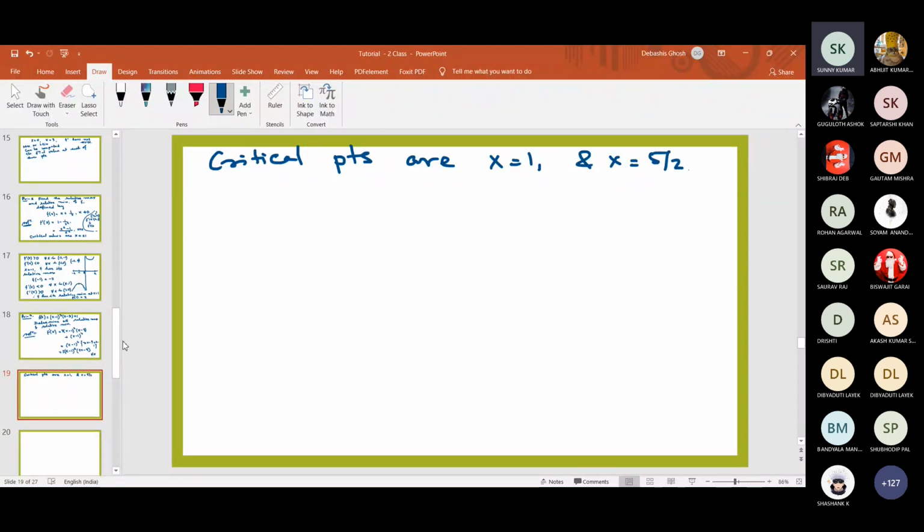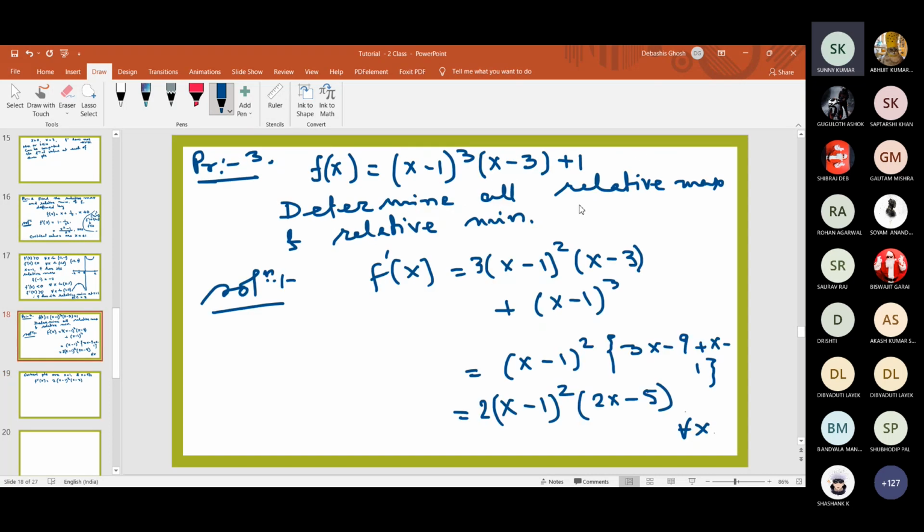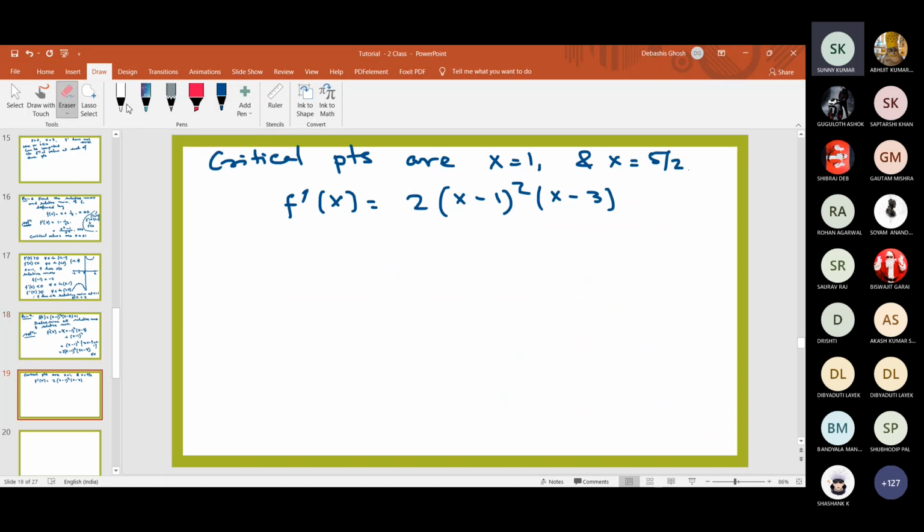Now you can see the changes you have in between x equals 1 and x equals 5 by 2. So we can have that f dash x, the expression that you have, which is 2 into x minus 1 square into, oh no, 2x minus 5. 2x minus 5.